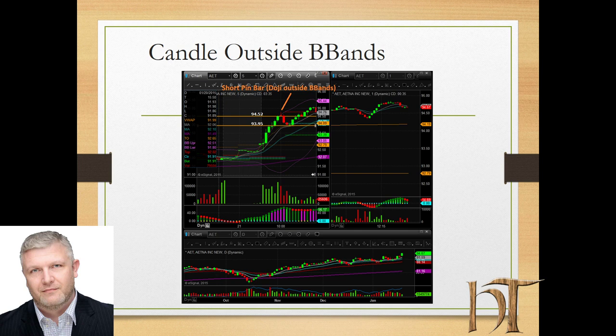So what I look for is the candle outside the Bollinger Bands. I short it with my stop either at the high of that candle, or maybe just 20 cents away, and then I trail that stop as it comes back in. Okay, so this is just a simple Bollinger Bands on a chart.